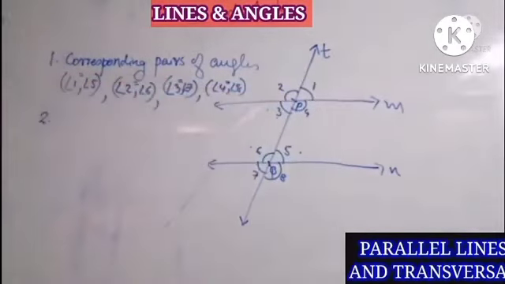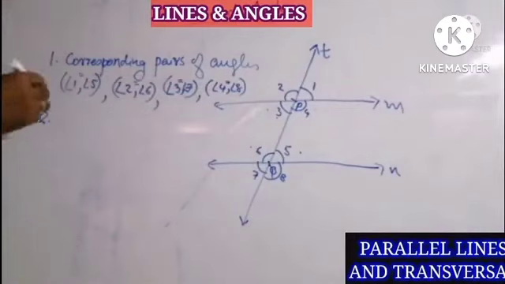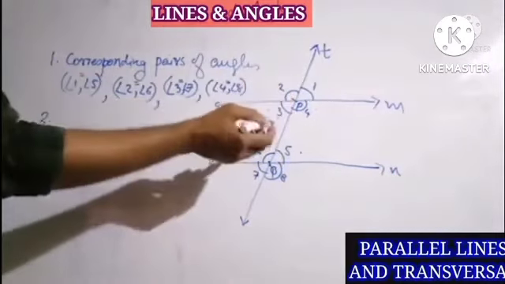So there are two types of interior angles: alternate interior and co-interior. So first let us go with alternate interior. Take one from here and one from here.